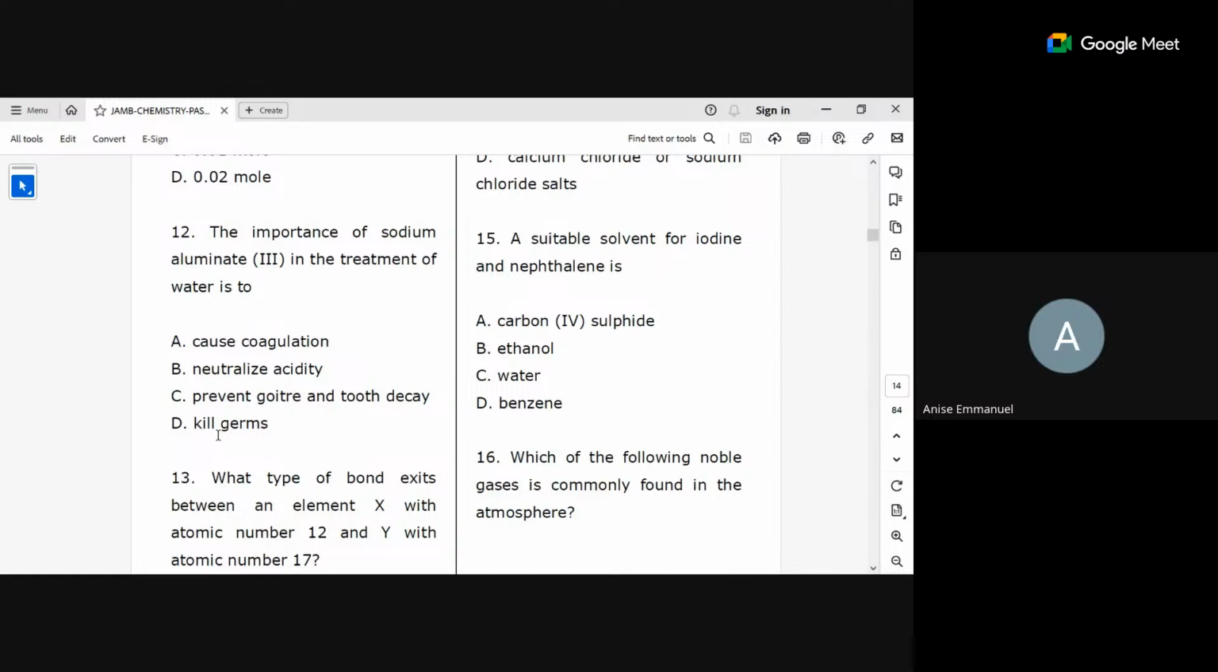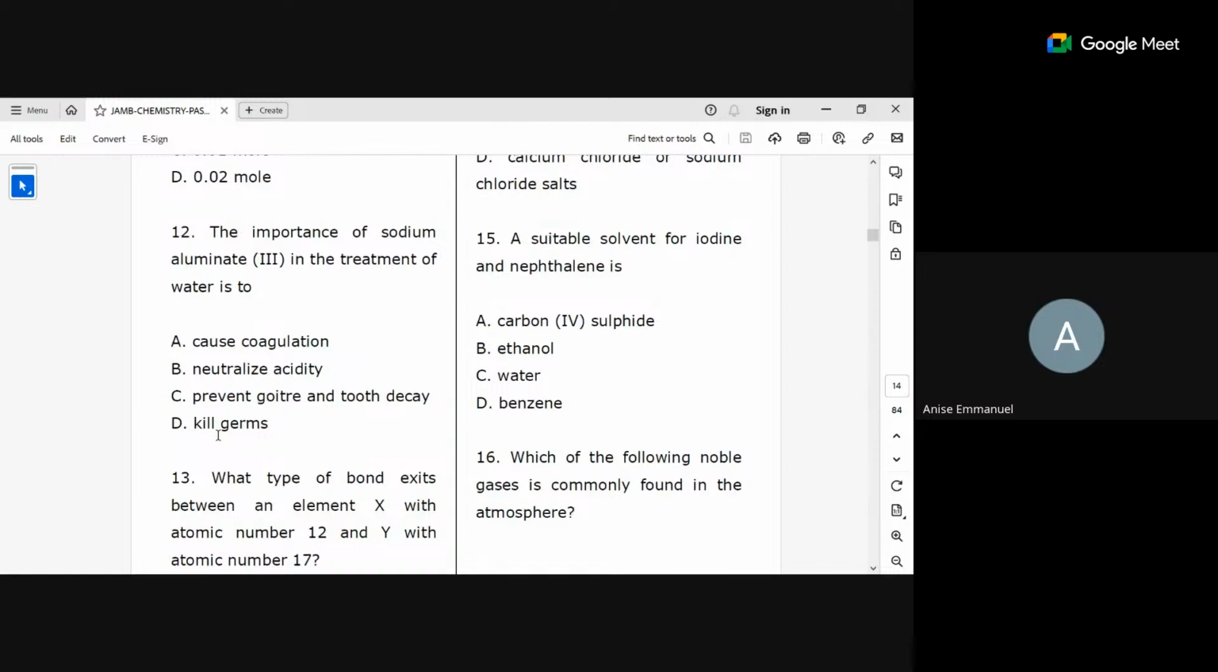Now, when you look at alum, what is alum used for? Alum is quite different from chlorine. A lot of people misconceive the two as working for each other. The work of chlorine is different from the work of alum. I'm using sodium aluminate here, taking it to alum.